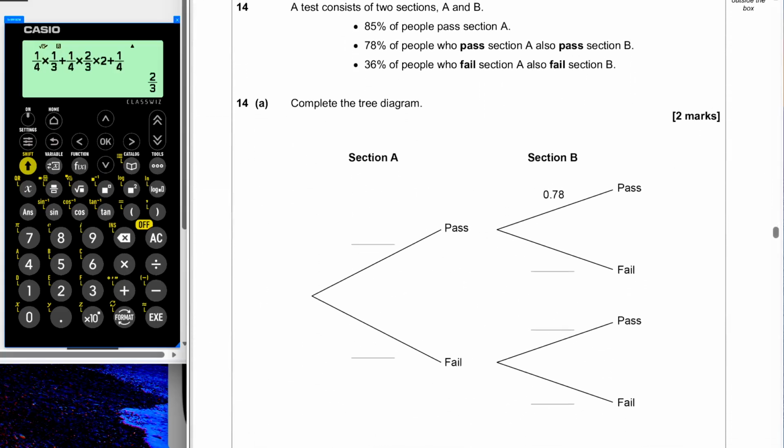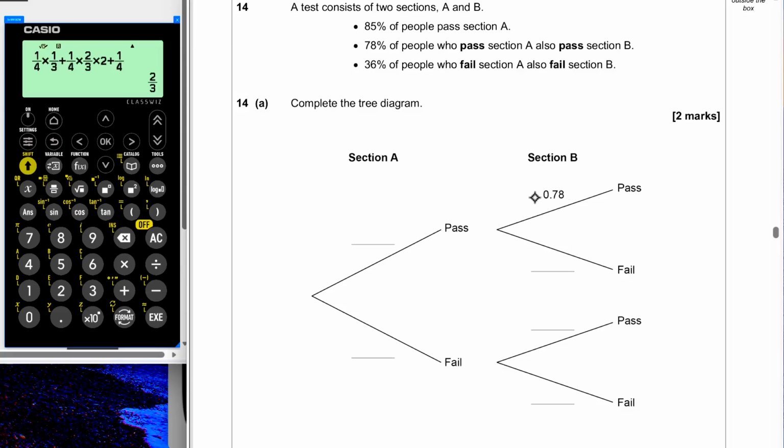Right, question 14. A test consists of 2 sections, A and B. 85% of people pass section A. 78% of people who pass section A also pass section B. 36% of people who fail section A also fail section B. Complete the tree diagram. Okay, so an important aspect of this tree diagram is we've got a decimal here.